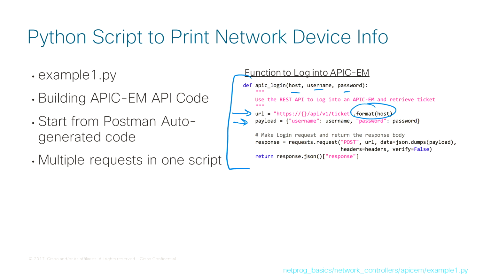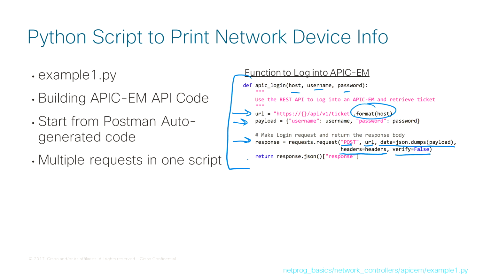Now, a login request is a post request. And so here I'm using the exact code that Postman provided me to use the request library to send that post request to the specific URL, including the data from our payload that provides the username and password. Now, inside of the example script, I've saved the headers for content type and accept so that we can send those along. And then we'll set verify equals false to be safe here on the self-signed certificate. If your APIC-EM controller has an actual signed certificate that you can trust, you could certainly omit the verify equals false.